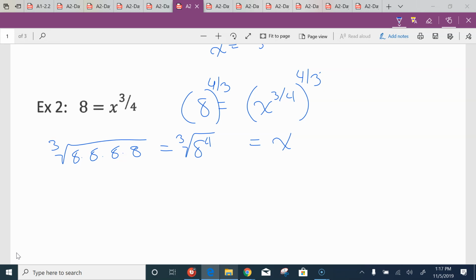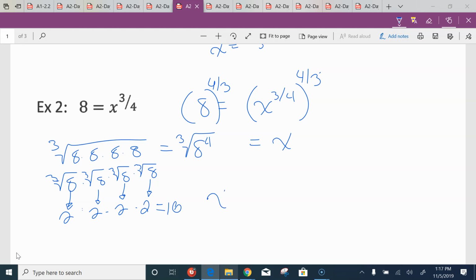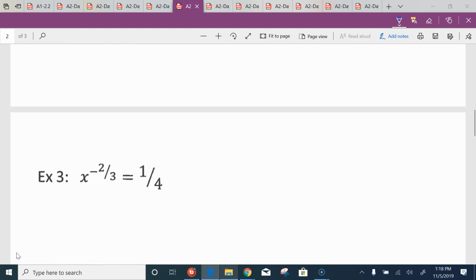I'm going to separate all these different 8s. And I'll say the cube root of 8 times the cube root of 8 times the cube root of 8 times the last cube root of 8. What number times itself again will give you an 8? That'll be 2 for all of these. So when I simplify all these, I get all 2's, and now all I have to do is multiply them. 2 times 2 is 4, times 2 is 8, times 2 is 16. Therefore, my answer is x equals 16 for number 2. Let's move on to example 3.